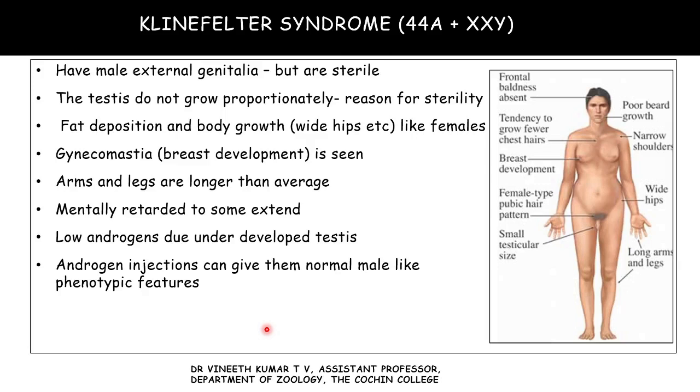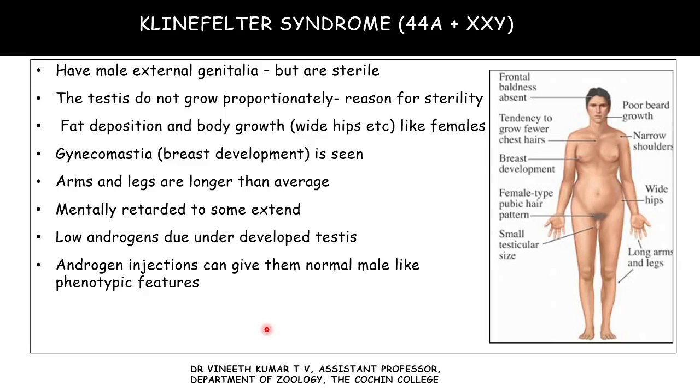Other features are because of the presence of this excess X chromosome, and because of the lesser amount of testosterone, because the testis is not maturing as in normal growth, the testosterone or androgen level will be very low. As a result, some of the body features will be female-like, and the main ones are fat deposition and growth like wide hips, like females, and also they exhibit gynecomastia, which is breast development.